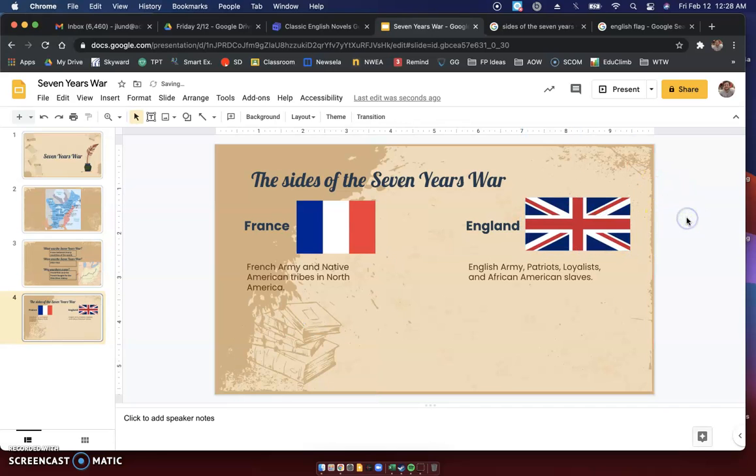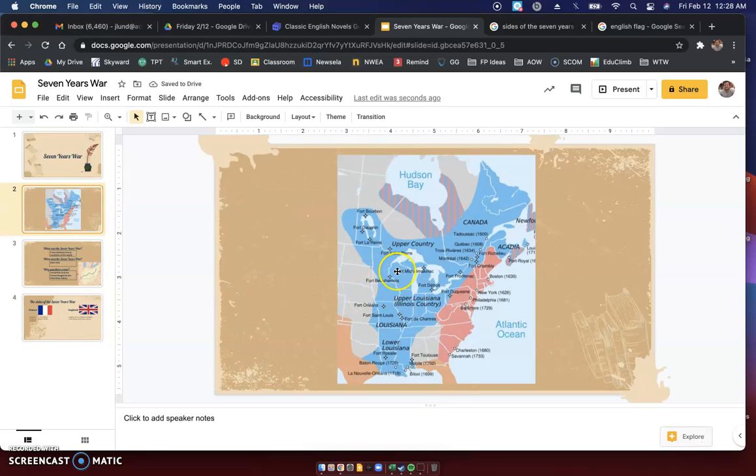Right, so here are the two sides. Remember that the blue on this map, these are the French. Okay. And then the red, these are the English colonies here. And that is what the 7 Years' War is all about. Okay, we're going to talk about what happens here. There's a couple really big fights that happen. But really the biggest thing that happens is what happens afterwards.